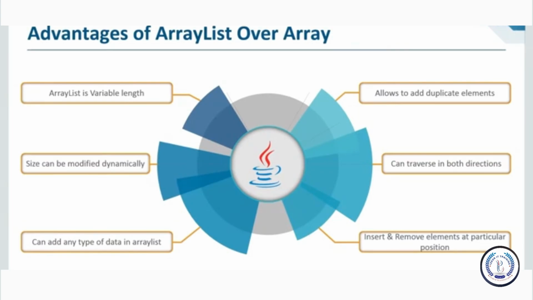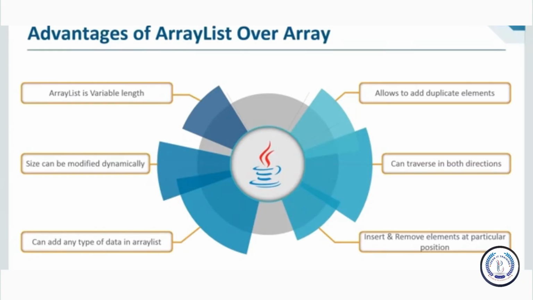Next, the size of the array list can be modified dynamically. When you add elements into it, the size will be increased, and if you remove the elements, the size will be automatically decreased. Next, you can add any type of data, maybe list, union, structure, etc. Not only that, it also allows you to add duplicate elements in the list.